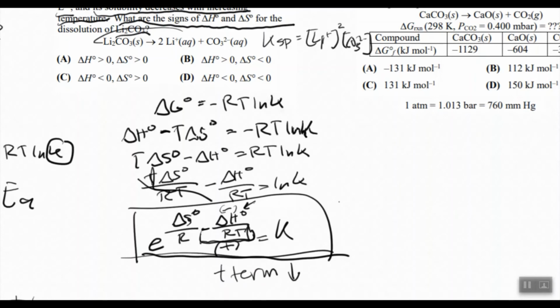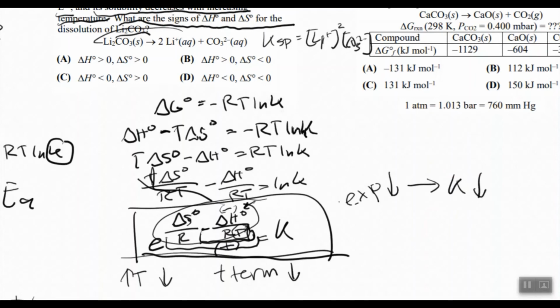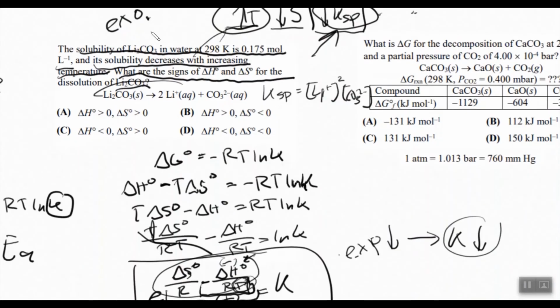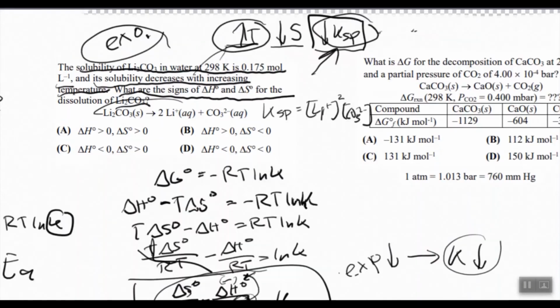And that means that by increasing temperature, this entire term will actually decrease in value. And because the exponent is decreasing due to this T increasing, that decreasing exponent leads to a K that is decreasing. So, as you can see, increasing temperature leads to a decrease in K, which follows the rules of an exothermic reaction. So, we conclude that delta H naught is going to be less than 0. So, we can cross out A and B.